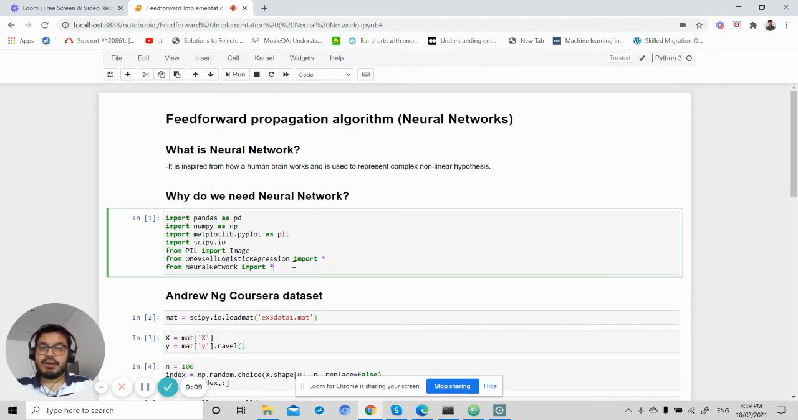We will discuss today about neural network and why do we use neural network, feed-forward propagation concept, and we will implement all this from scratch in Jupyter Notebook. So let's start. What is neural network?